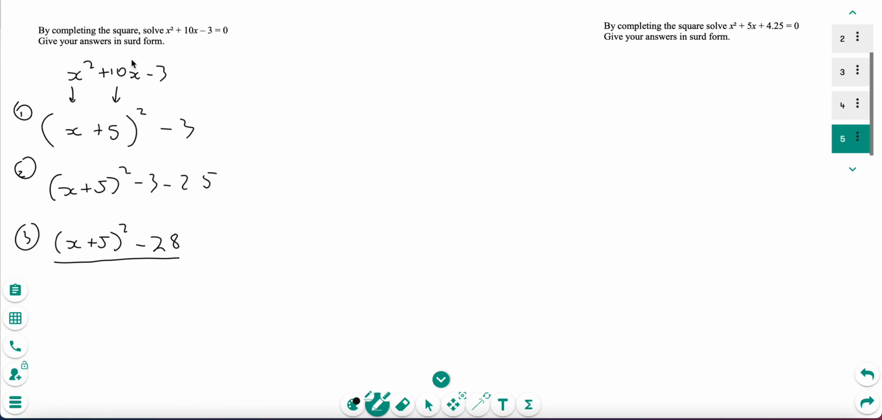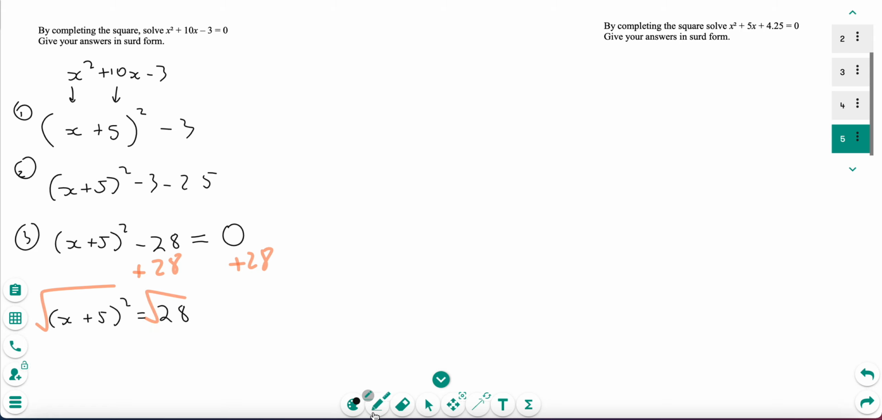Cool, we've completed the square. Now we have to solve. The word solve means to find x. So this is equal to 0. And we're just going to work backwards to find x. So let's get rid of that 28 by plussing 28. So x plus 5 squared equals, that disappears. We're left with 28. X plus 5 is being squared. We'll get rid of that squared by square rooting both sides.